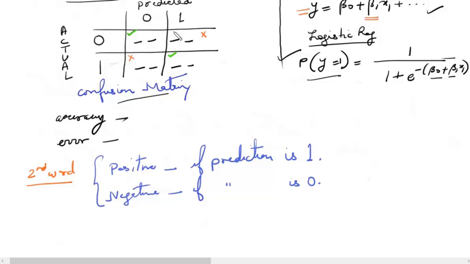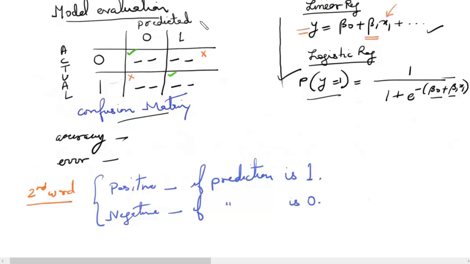So let me write down. So this is a prediction 1. So we have predicted 1 here. So in this column, both the second words will be positive as I have predicted 1 here. So let me write down positive and positive here. Both of these will be positive as I have predicted 1 for this column. So going by this rule, similarly, both these second words will be negative as I have predicted 0 for this entire column. So I will write negative and negative here.